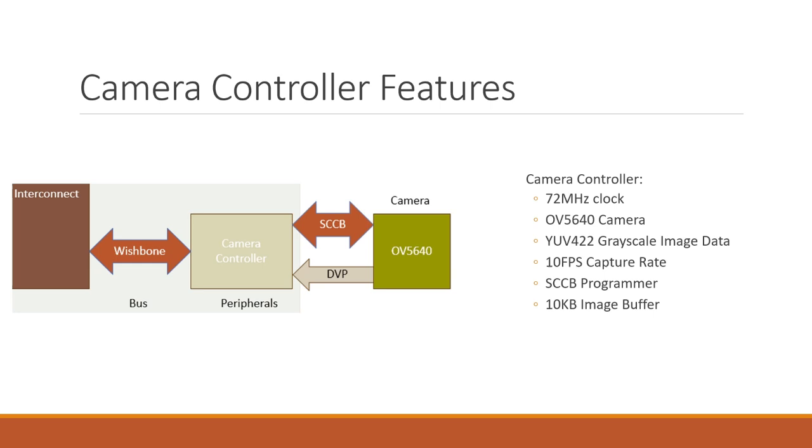Here are the camera controller features. The camera controller uses the NEORV32's clock as well, therefore it also operates at 72 MHz. It is designed to interface with the OmniVision OV5640 camera. It supports capturing grayscale image data from a YUV422 data stream at a rate of 10 frames per second. It has a built-in SCCB programmer which programs the camera with default settings on bootup and allows a developer to reprogram the registers in application code. Lastly, it has a 10 kilobyte image buffer, allowing the controller to store a 100 by 100 grayscale image.